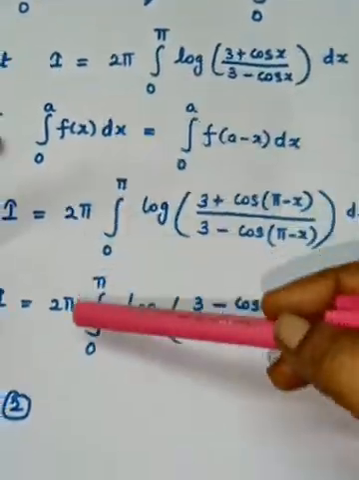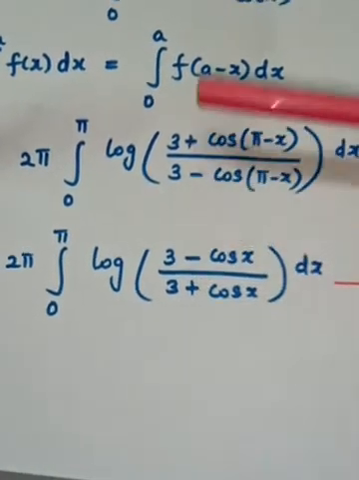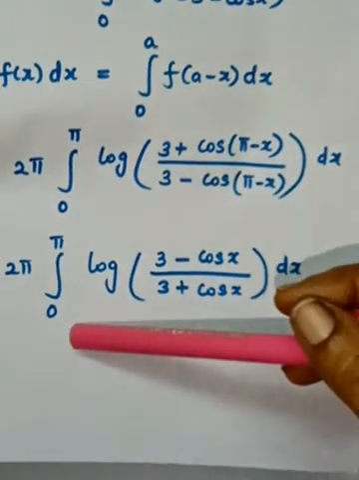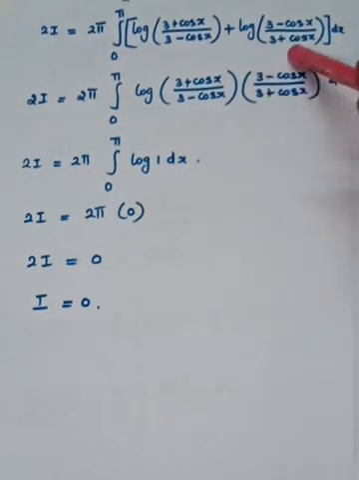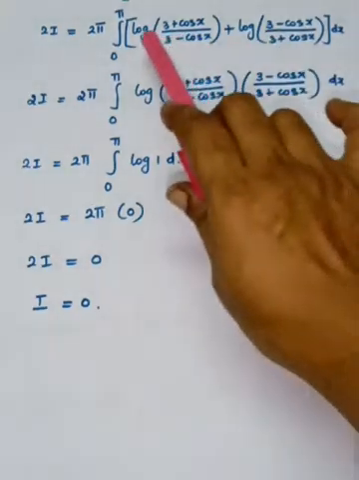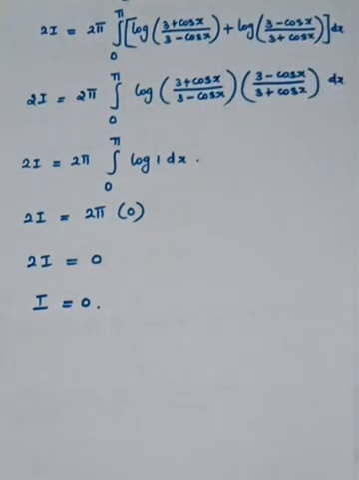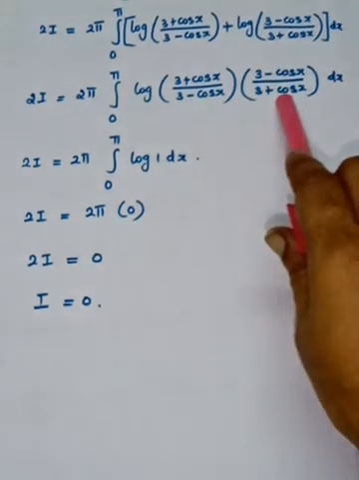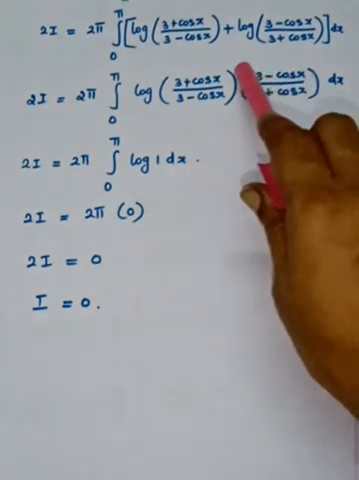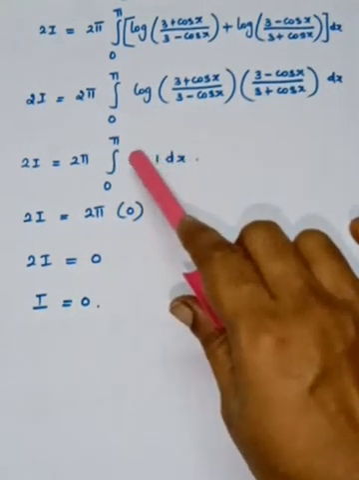Here 2 pi is common, so it is written outside. These two integrals have to be added, so integral 0 to pi of the first term plus the second term into dx. It is in the form of log a plus log b, and log a plus log b is log ab, so here I have written it as a multiplication. These two get cancelled, and you will get log 1. What is log 1? It is 0.